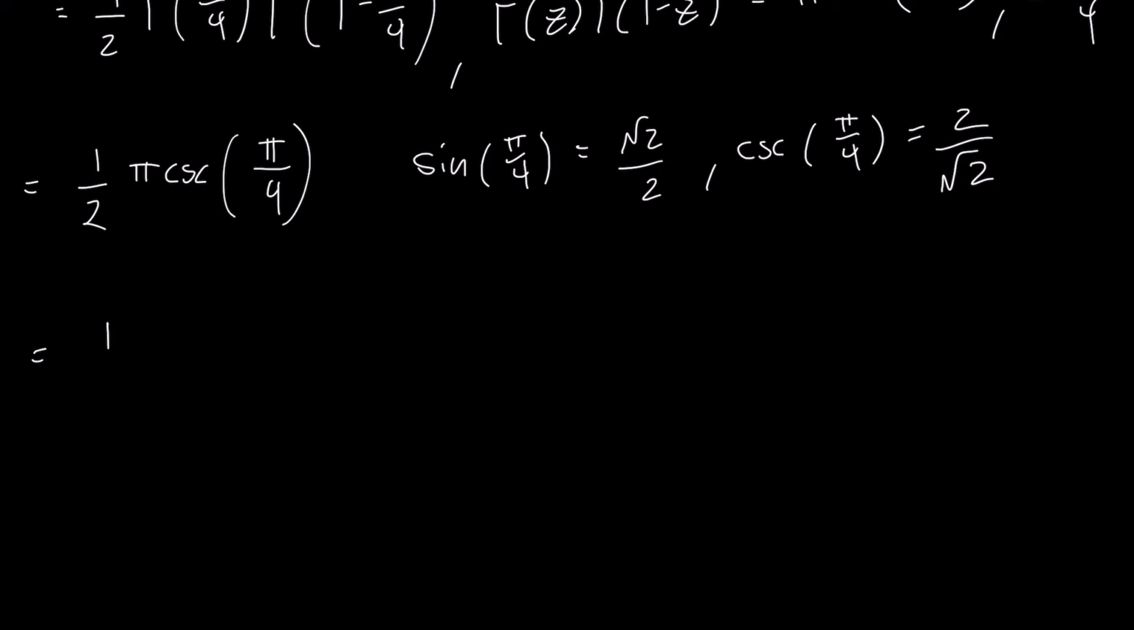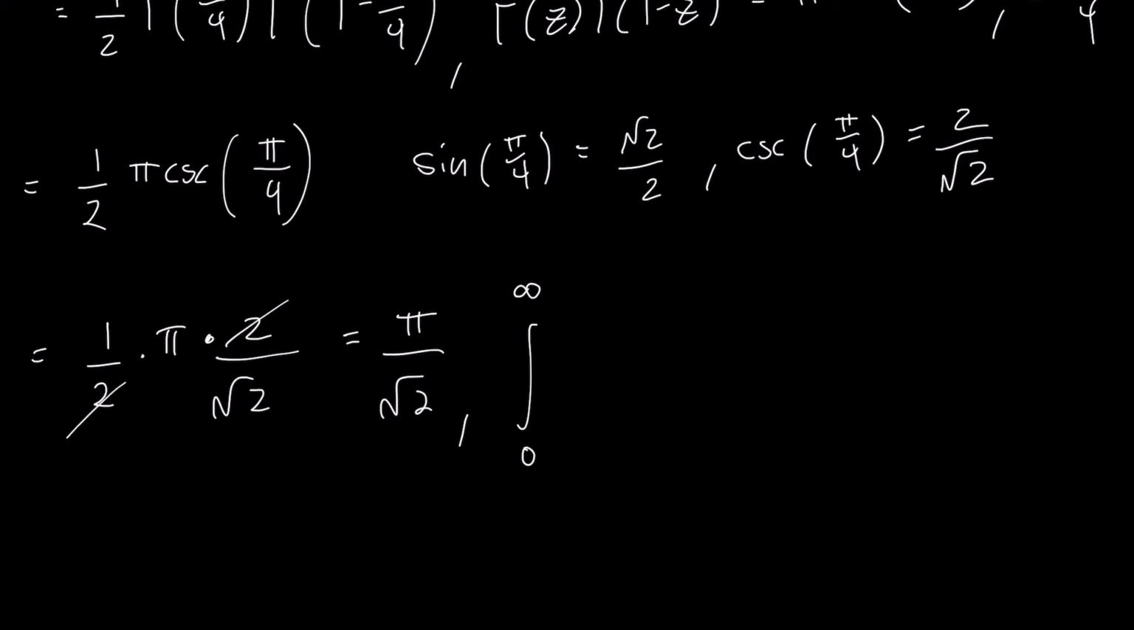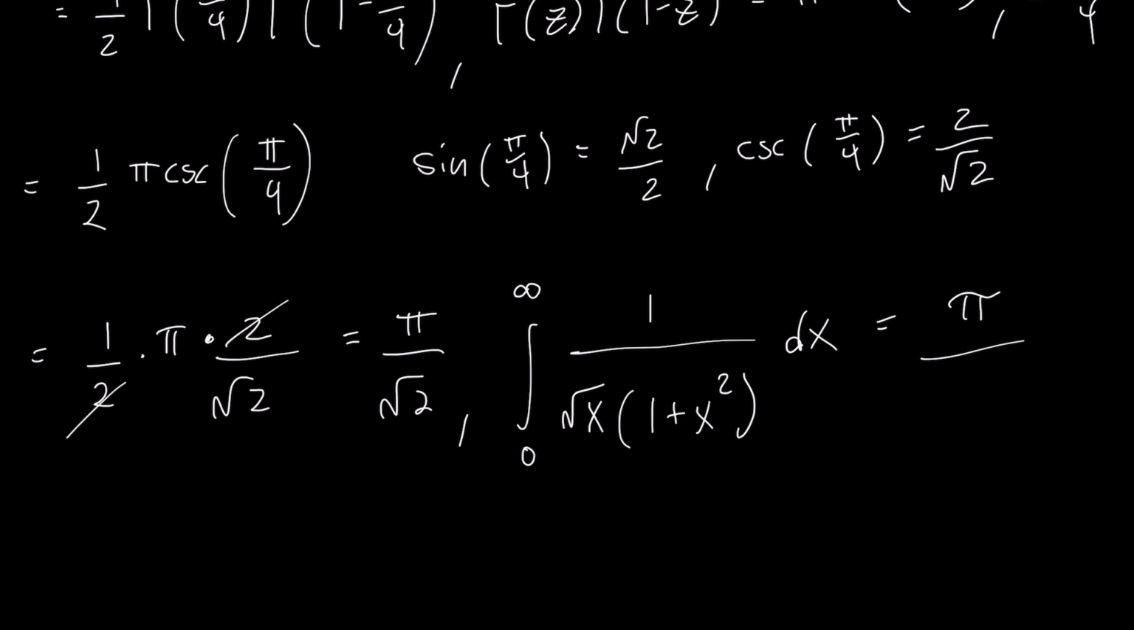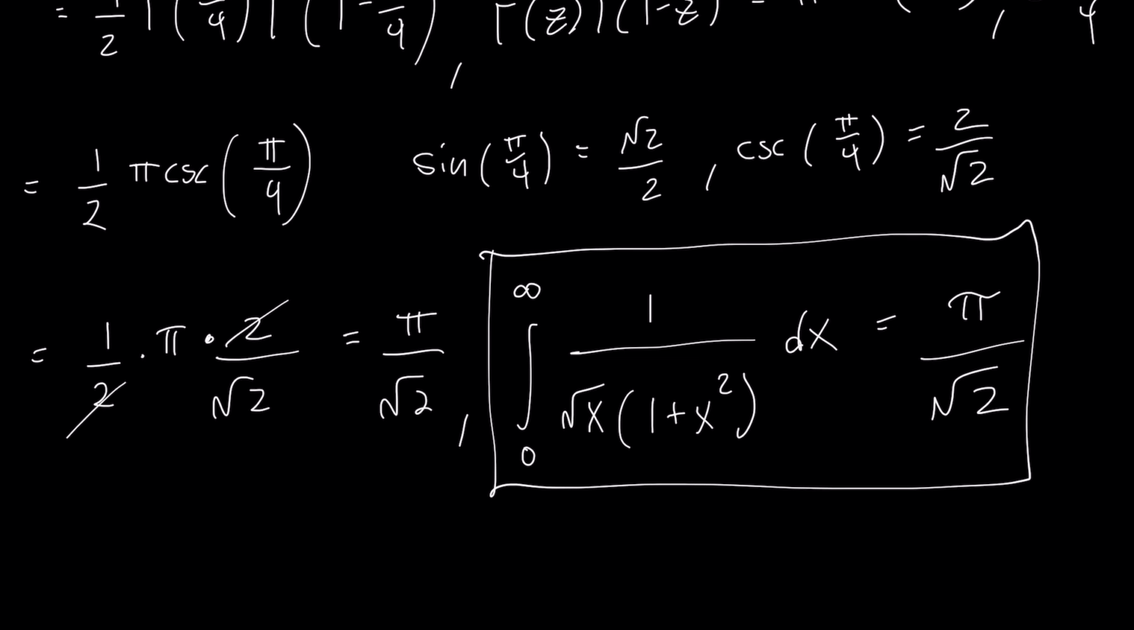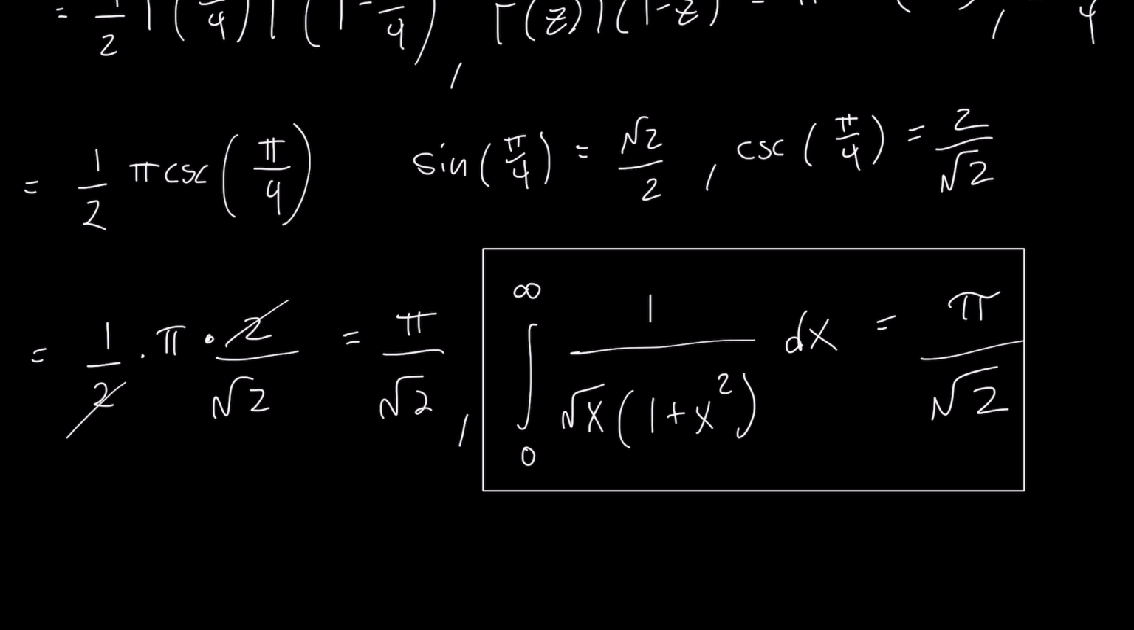So in the end, we have 1/2 times pi times 2 divided by the square root of 2. As you can see, the 2's divide to 1. We're left with pi divided by the square root of 2. So in the end, the integral from 0 to infinity of 1 divided by the square root of x times 1 plus x squared dx is equal to pi divided by the square root of 2. And this is the final answer. Thank you very much for watching.